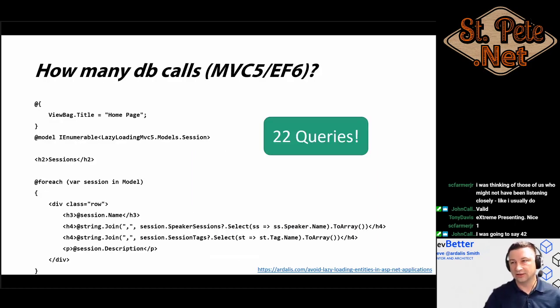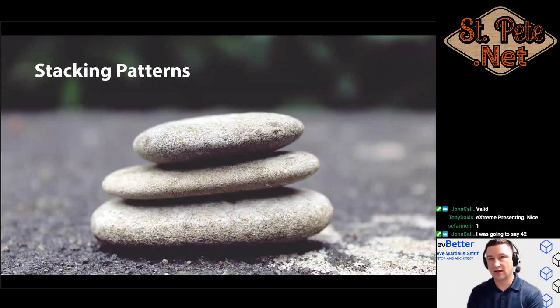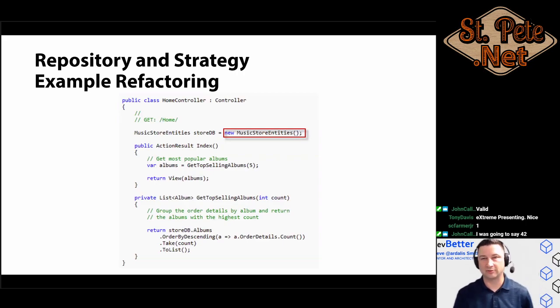All right, let's talk about how you can stack patterns. Stacking patterns is how you get a lot of bang for your buck, because you know about a few design patterns and you can stack them together to get some really cool results. So the easy one, and the one that you're probably already familiar with, but I'll show it to you anyway, is that you can stack the strategy pattern and the repository pattern, and you can dependency inject a repository.